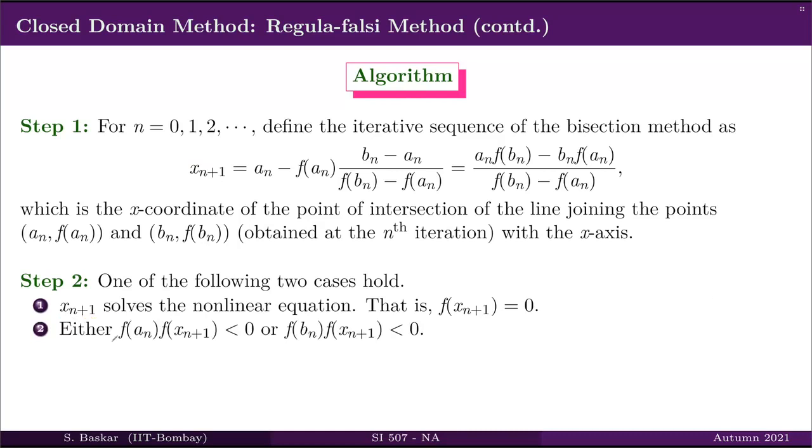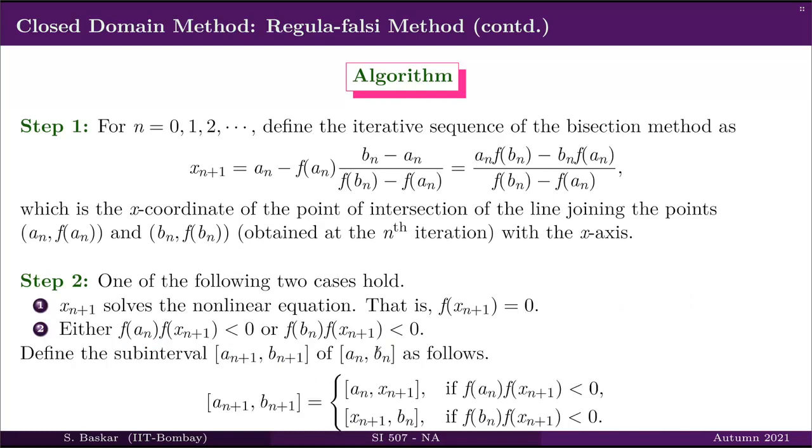We will have one of these 2 cases. The idea is exactly the same as in the bisection method. And depending on whatever happens, either this happens or this happens, we will have to define our new interval an plus 1 comma bn plus 1 in this way, right? We have explained it in the bisection method. Therefore, I will not explain it here, but I hope the idea is clear. So this is how we will keep on doing our iterations.